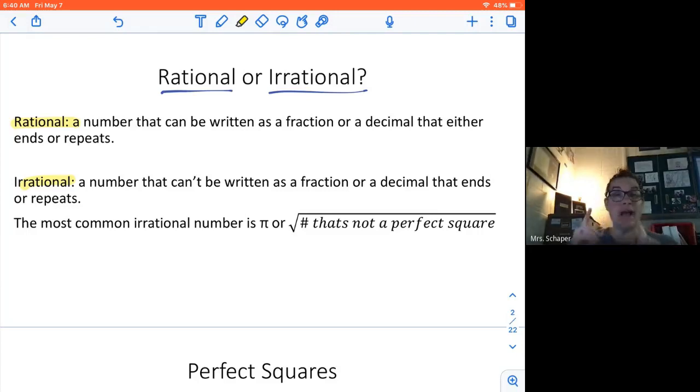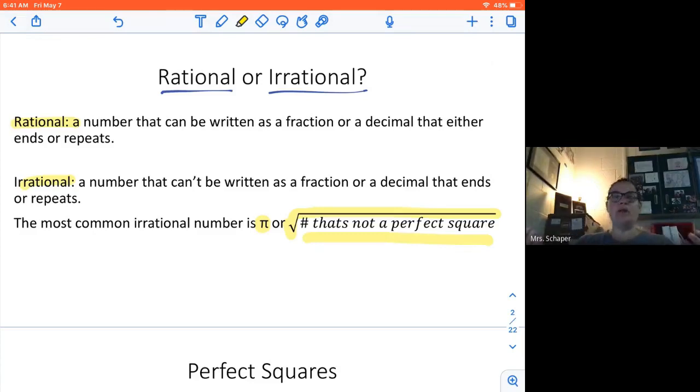The most common irrational number is pi, or, and this is where the radical piece comes in, the square root of any number that is not a perfect square. It was a while ago when we chatted about rational versus irrational, probably September, but this is just some background. So rational numbers will be the square roots of perfect squares, and irrational will be the square roots of non-perfect squares.